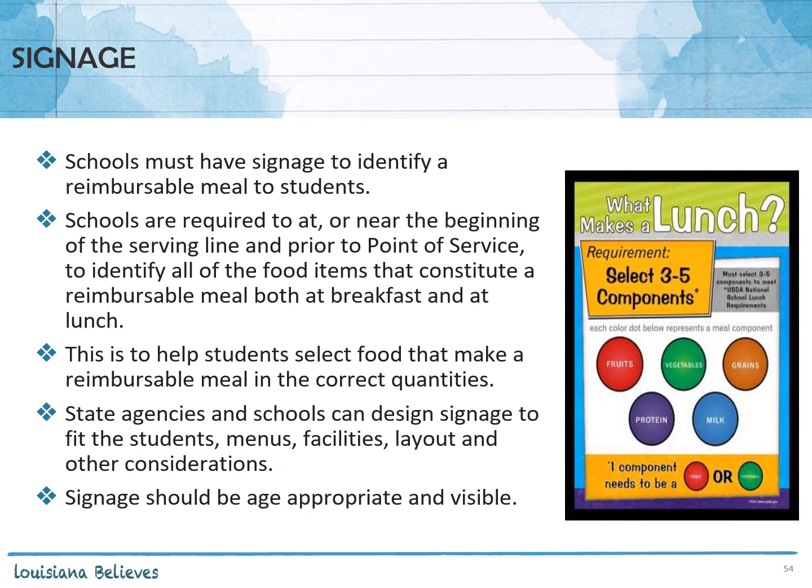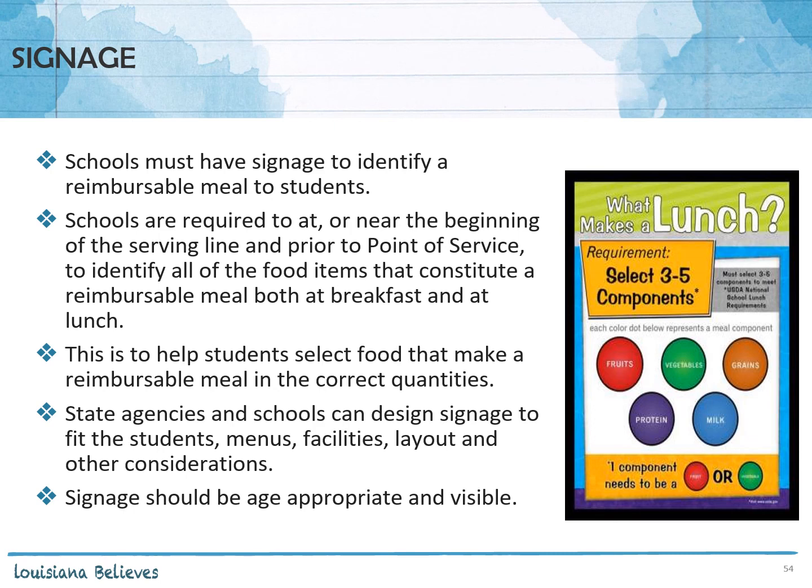Signage is an important requirement of the child nutrition programs. Schools must have signage to identify a reimbursable meal to students. Schools are required to, at or near the beginning of the serving line and prior to the point of service, identify all of the food items that constitute a reimbursable meal both at breakfast and lunch. This signage is to help students select foods that make a reimbursable meal in the correct quantities.